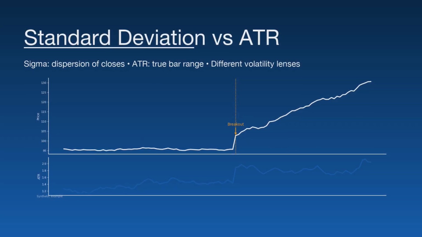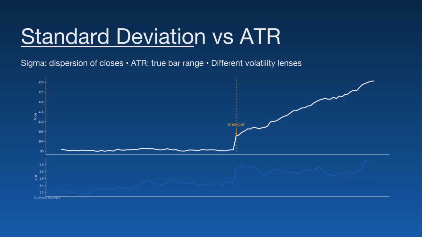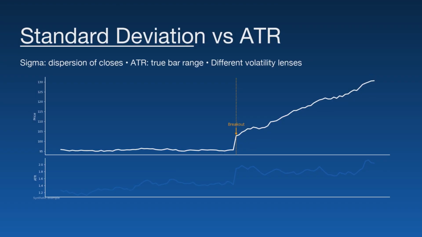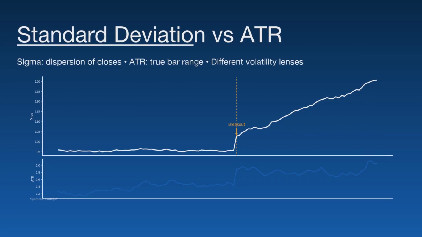Standard deviation measures dispersion of closing prices around their mean. ATR measures average bar range. When a market gaps overnight, ATR captures that pain, but standard deviation only sees the close. That's why Keltner bands feel more honest in markets with frequent gaps, while Bollinger reacts faster to clustered, close-to-close volatility.